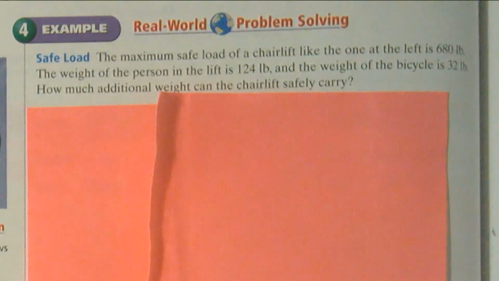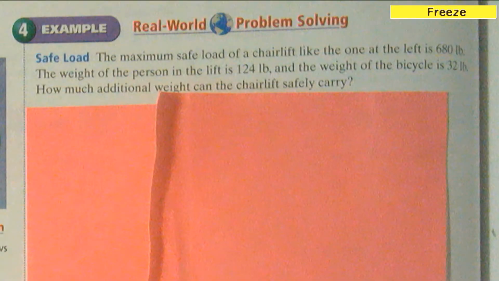Okay, so what it says is, the maximum safe load of a chairlift like the one at the left is 680 pounds. The weight of a person on the lift is 124 pounds. The weight of the bike is 32 pounds. How much additional weight can a chairlift safely carry? All right, write all of that down, and we're going to talk about a game plan for this and how to solve this.